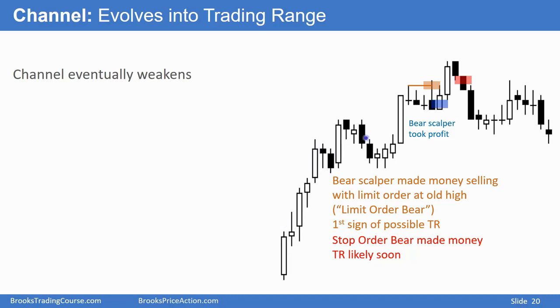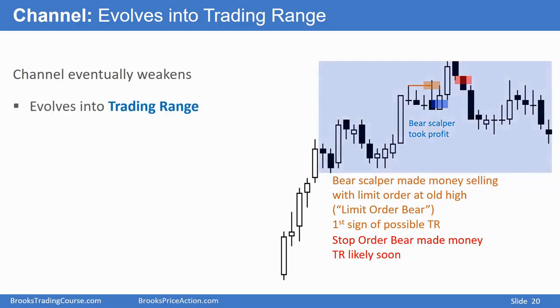I'm thinking that, okay, bull breakout, bull channel, and here we have 3 consecutive bear bars closing on their lows. That enough is to make me think we'll get at least a second leg sideways to down. And I see bears who sold with a stop below bars are now making money. That increases the chances that we're leaving the channel phase and entering the trading range phase.